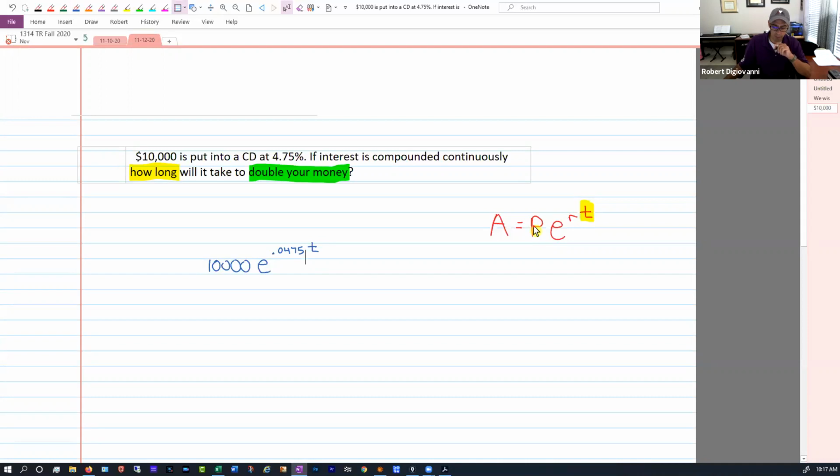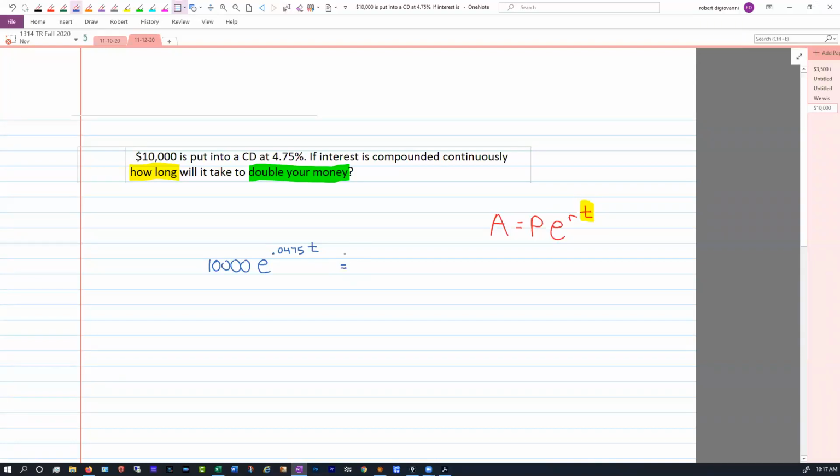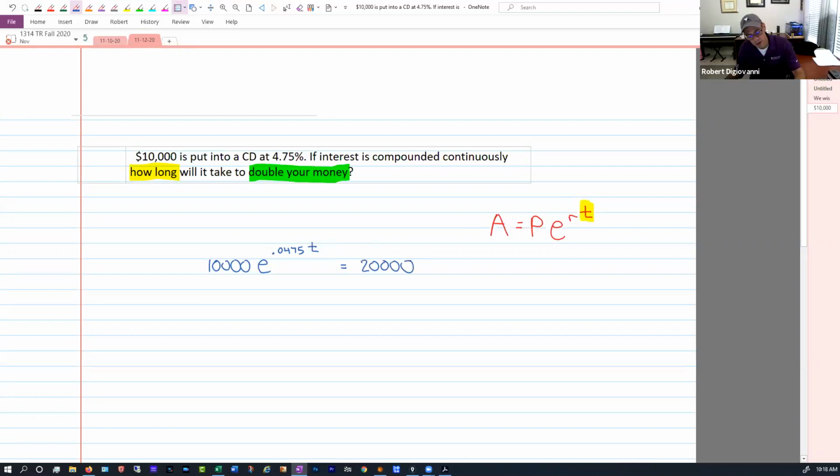All right, so everyone, we're putting $10,000 in, so that's P, right? E is always going to be E. The rate, Abigail saw the rate was 4.75%, convert that to decimal. Time is what we don't know, so we leave it as t. Now, Abigail, how much do we want this to be at the end? 20,000. Okay, so that's something everyone has to understand from the word problem. We want to double our money, right? Okay, good, that's perfect.